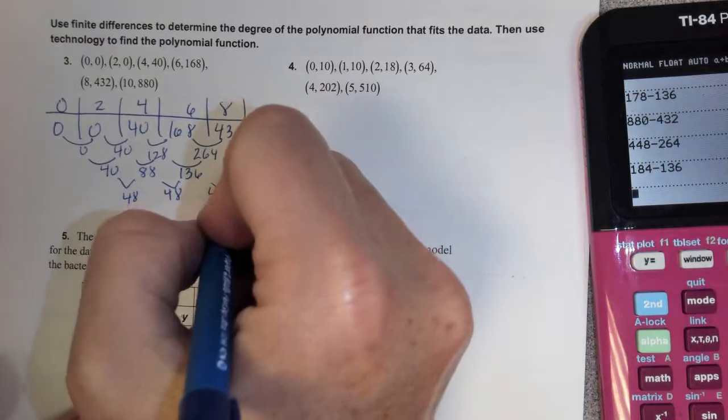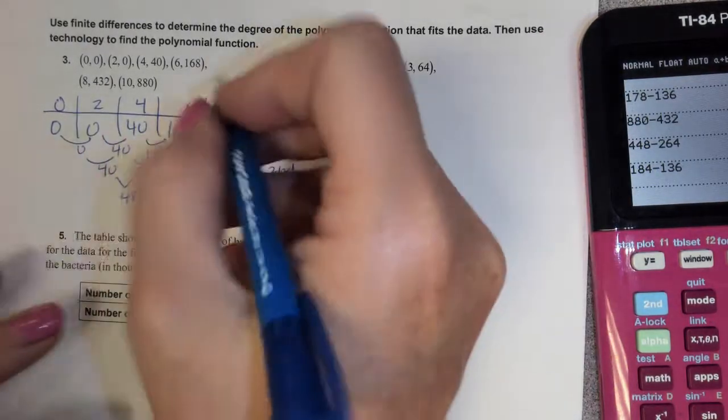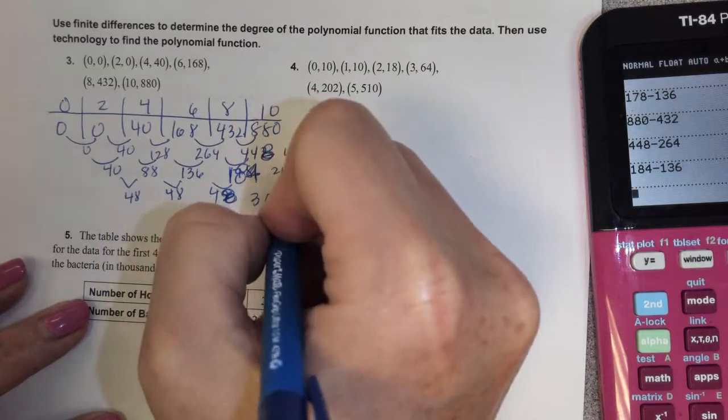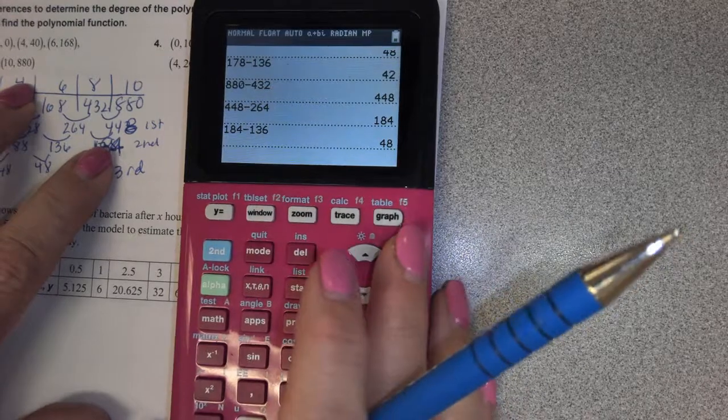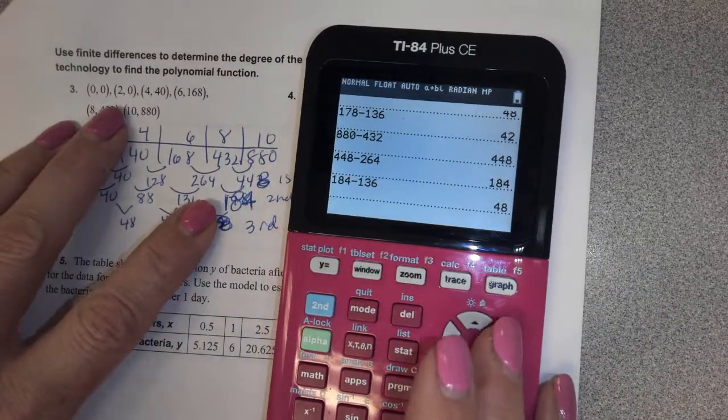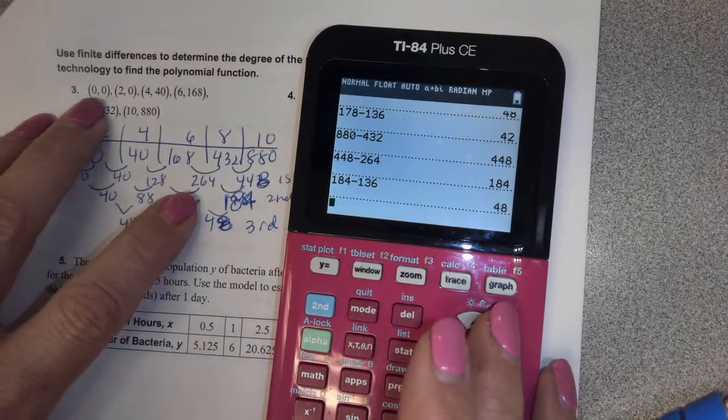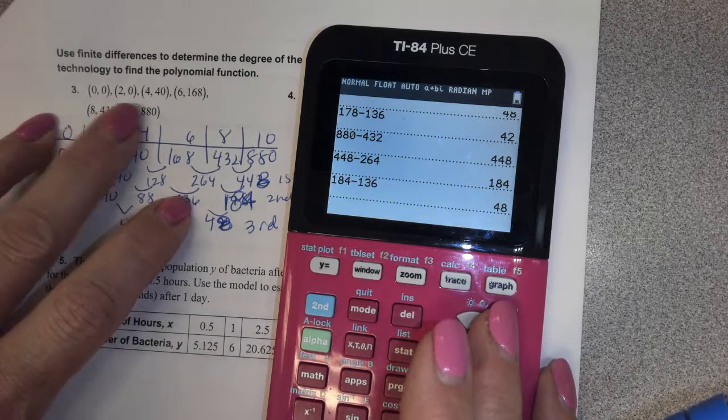And that's 48. Wonderful. Okay, that's what was supposed to happen. All right, so our third differences then are the same. So now it's a cubic function. Now, the easiest way for me to come up with a cubic function in this case, I do have one of my zeros. I have two of my x-intercepts.